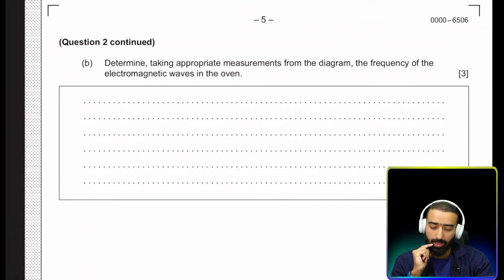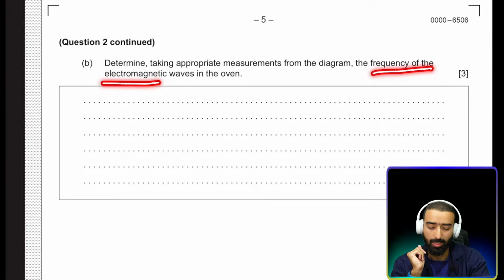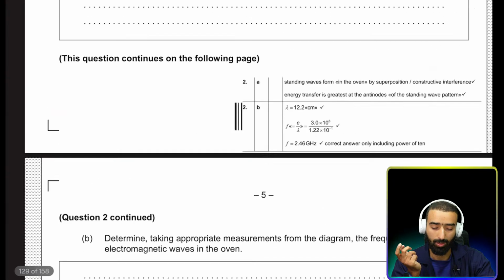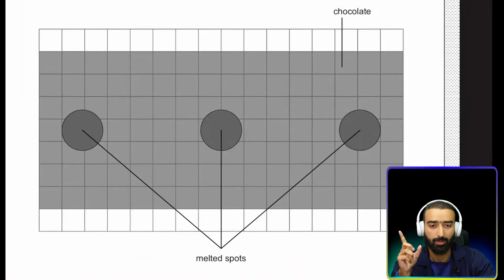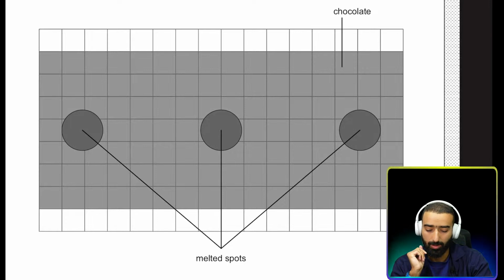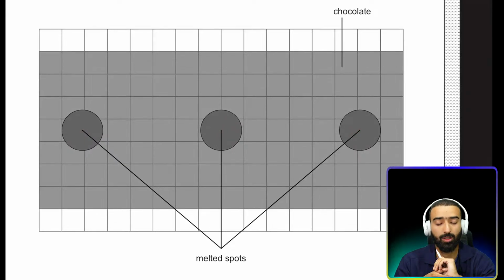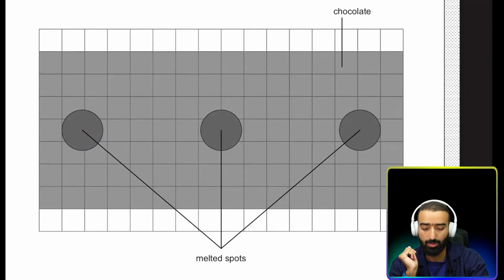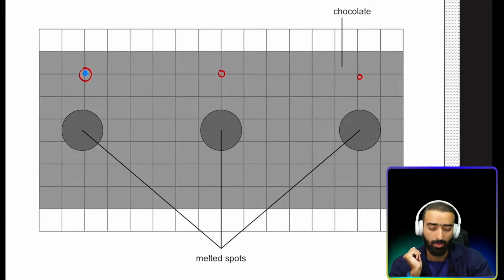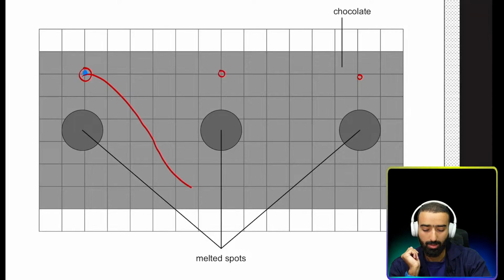Part B says: find, using appropriate measurements from the diagram, the frequency of the electromagnetic waves in the oven. So we have to use this diagram and find the frequency of the oven. The important thing to realize is that these spots are the places of the antinodes. So we draw a standing wave pattern that has an antinode here, an antinode here, and an antinode here. So it would look like this.